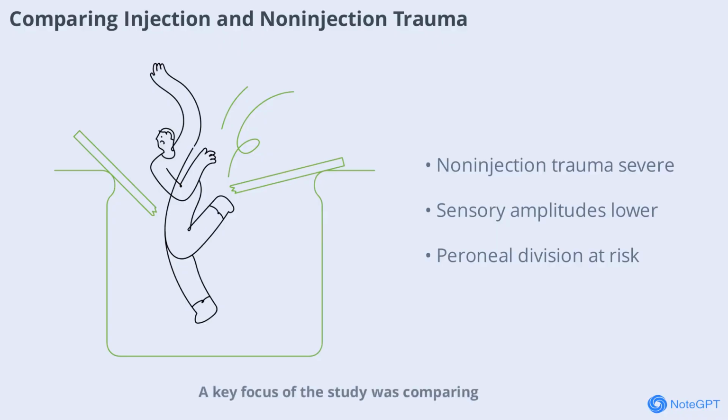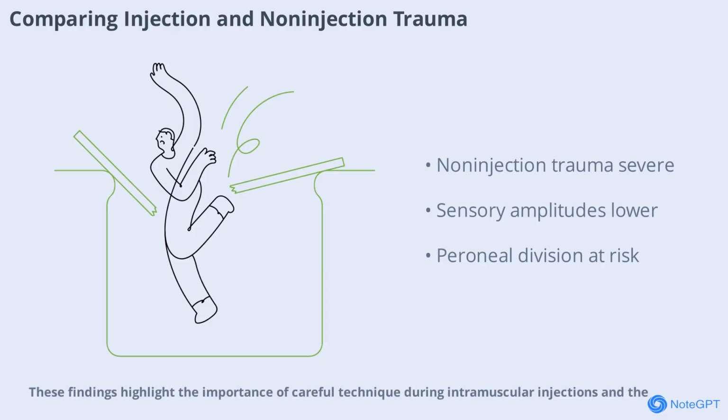A key focus of the study was comparing sciatic neuropathy resulting from injection trauma versus non-injection trauma. While both groups showed similar patterns in nerve conduction and EMG findings, non-injection trauma cases tended to have lower sensory nerve action potential amplitudes, suggesting more severe damage. The peroneal division was consistently more affected, regardless of the cause. These findings highlight the importance of careful technique during intramuscular injections and the need for heightened awareness of sciatic nerve injury risks in trauma and surgical settings.